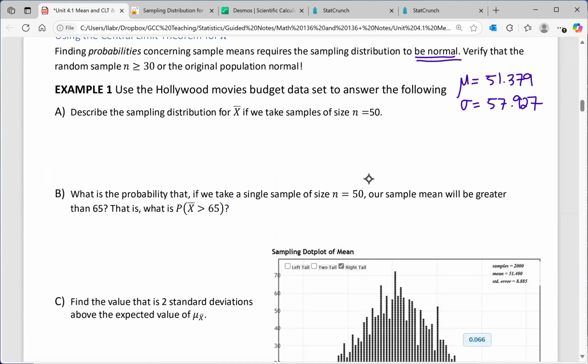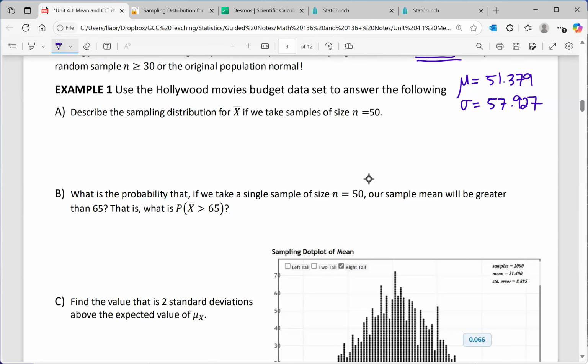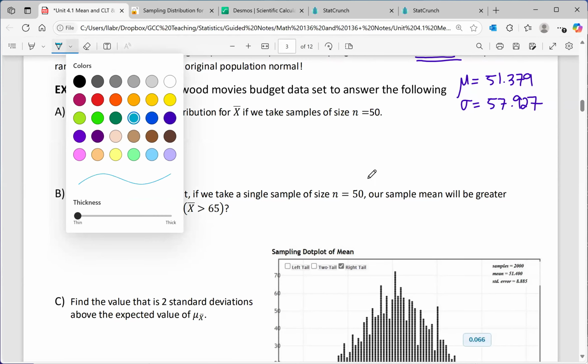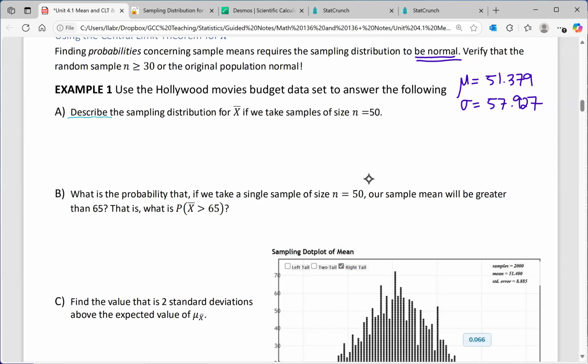So given that information, they're now asking us, can you describe the sampling distribution of X bar? Whenever you see that word describe, you want to produce the center, the spread, and the shape. So number one, let's get the center. What is the center of the distribution of the sample mean going to look like? Well, we recall that mu of X bar is simply equal to mu. So in this case, we see that the center of the sample mean is going to be 51.379.